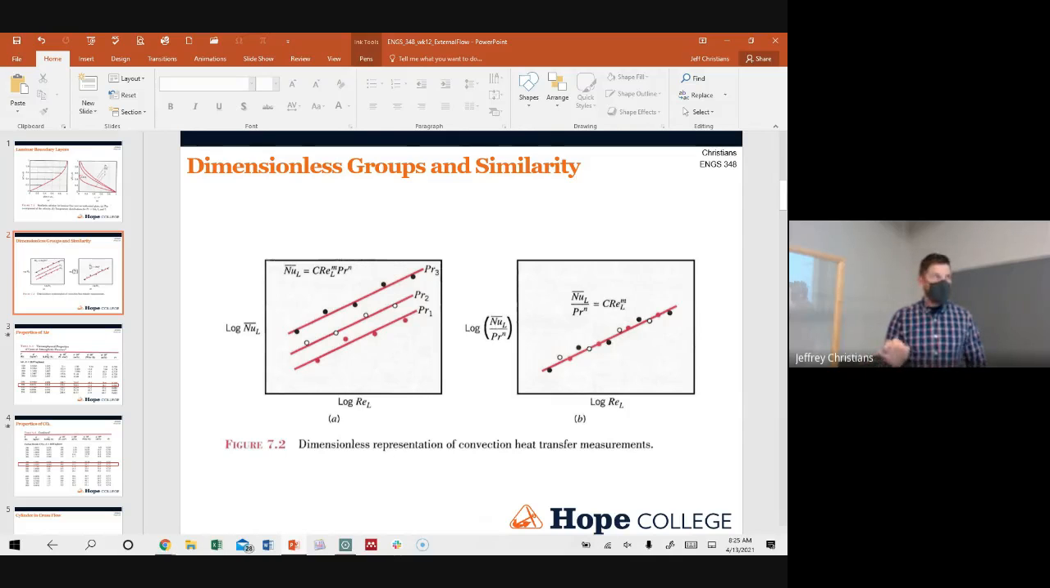What we're going to look at now is how would we figure out what function the things should be, or what it should look like. How should the Reynolds number, the Prandtl number, and the Nusselt number be related to each other?